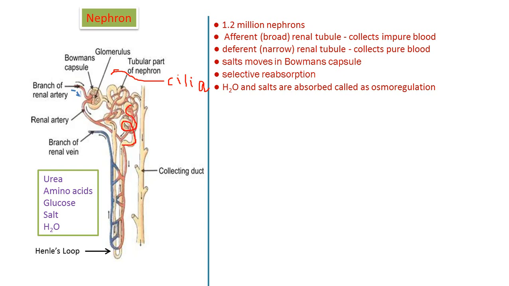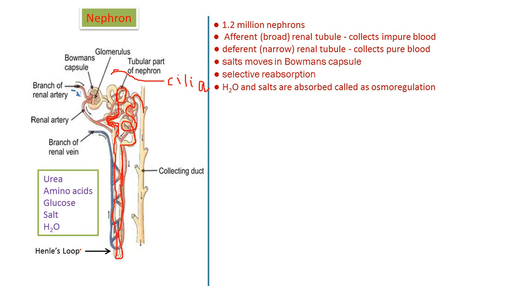From these tubules the blood will flow to the Henle's loop. From here to here the blood will pass, and from here to here it is flowing. This is the main procedure. From here it is passing through the tubule, and the blood is flowing to the Henle's loop. This is the Henle's loop.